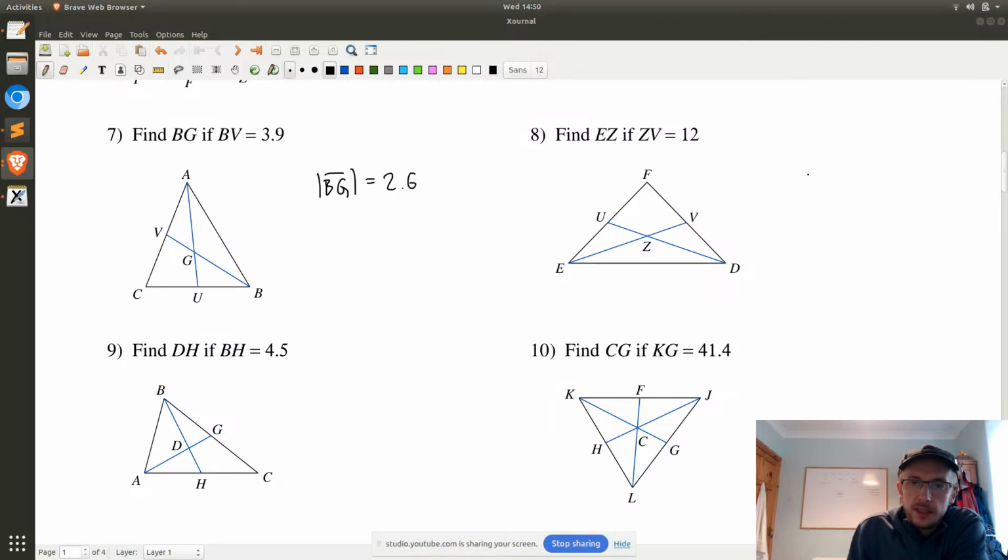Find EZ if ZV is 12. So that would be the double of it, which is 24. Find DH if BH is 4.5. So that would be 2/3, which is 3.0. Find CG if KG is 41.4. So that would be 1/3, which is 13.8. And we check.